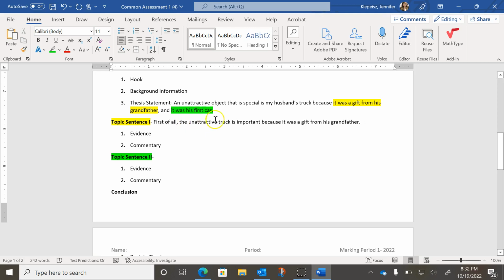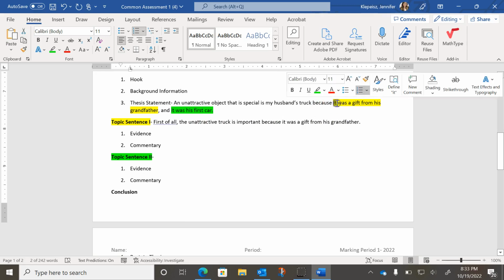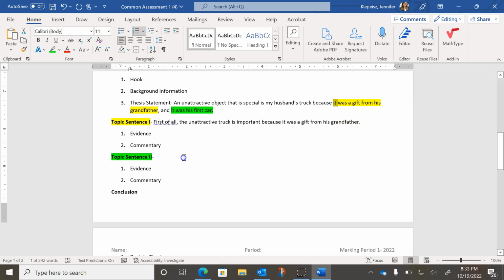So notice, instead of just writing it was a gift from his grandfather, I'm clarifying what it is. What is it? An unattractive truck that is important. For my second topic sentence, I'm going to use the transition word or phrase in addition.